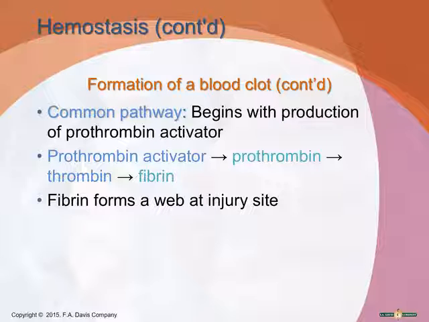Once factor X is formed, then it starts the common pathway, which begins with the production of an enzyme that's called the prothrombin activator. The prothrombin activator then works on a globulin called prothrombin, kind of makes sense, doesn't it? Which converts that into the enzyme thrombin. Thrombin transforms the soluble plasma protein fibrinogen into fine threads of insoluble fibrin.